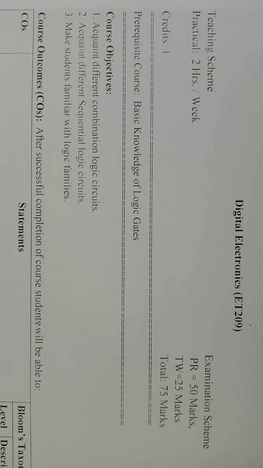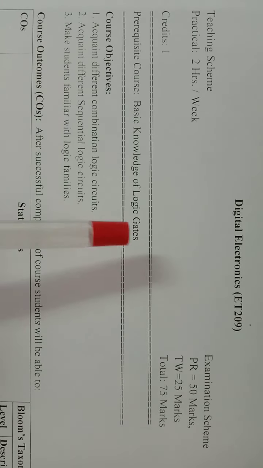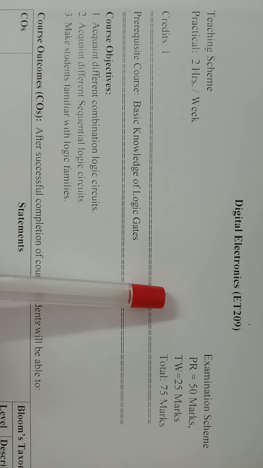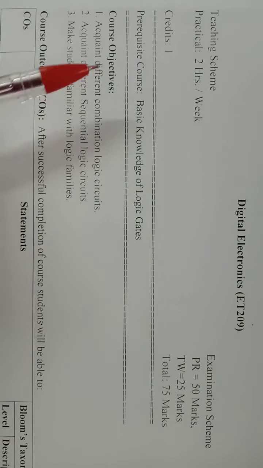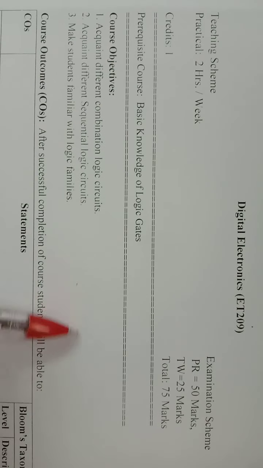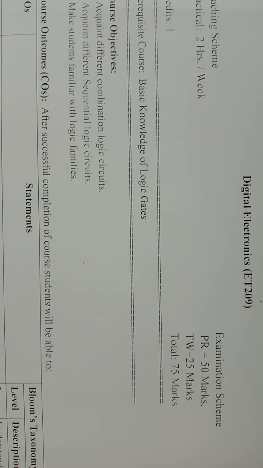Today we'll discuss the digital electronics practical. The digital electronics subject code is ET209. Two hours per week are allocated, and the credit is 1. The examination scheme is practical 50 marks, term work 25, and total 75 marks.